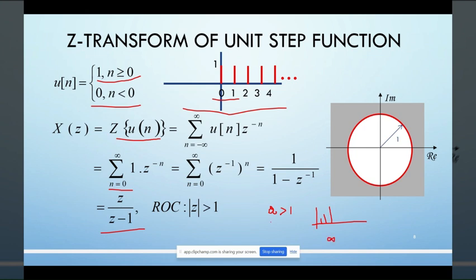So this geometric formula is applicable only when a is less than 1. Here the a is nothing but z inverse. Z inverse is less than 1, or z is greater than 1. Now I think you got the ROC. The ROC should be a finite value. So the geometric formula applies only when a is less than 1. Keep this in mind, which I have not mentioned in the previous video.